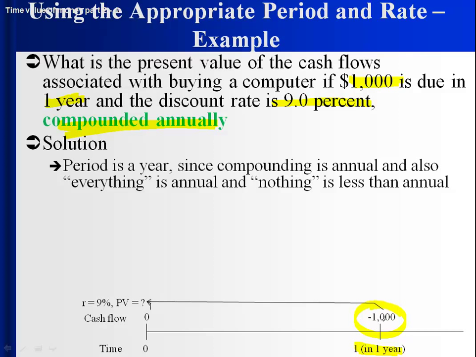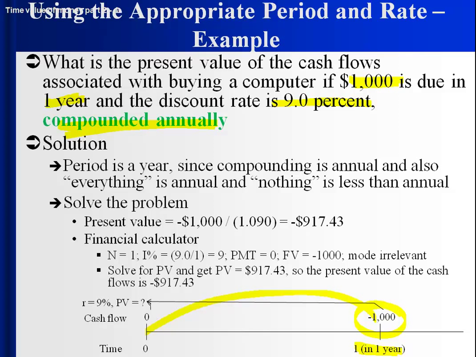And the answer is going to be negative 1,000 divided by 1.09, which is negative $917.43. Under these conditions, I'd be indifferent between paying $917.43 today or paying 1,000 in 1 year.